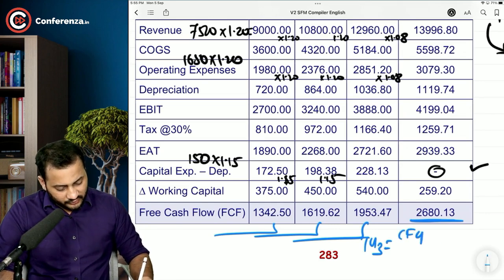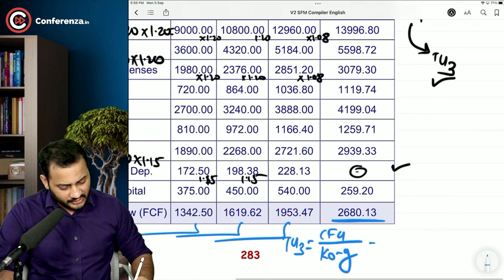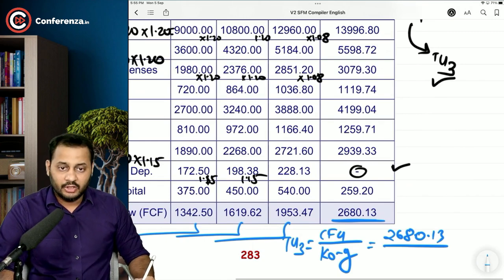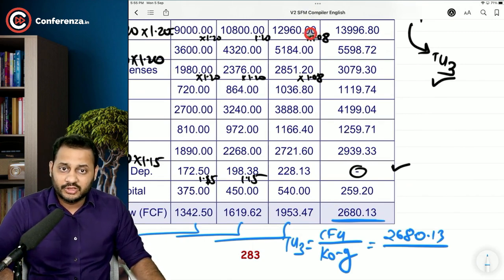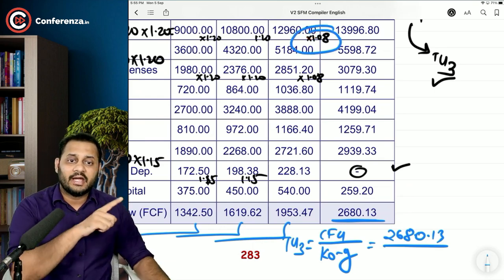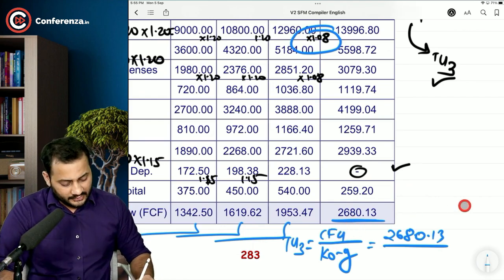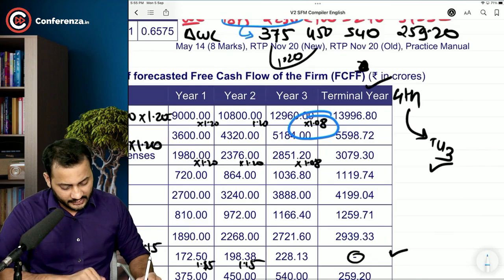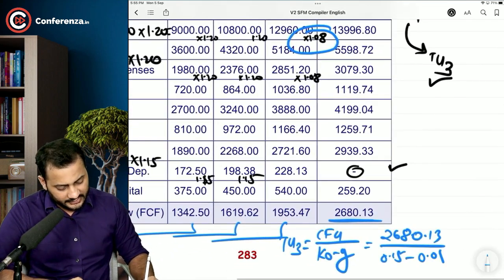So it will be cash flow for the fourth year divided by overall cost of capital minus growth. So what is the cash flow for the fourth year? 2680.13. Do not add growth again in the fourth year. The 8% growth is already added. You can clearly see here 8% growth is already added in 2680. This is already cash flow at the end of year 4. And then you can take the 15%, I think, weighted average cost of capital, and the growth rate is 8%.